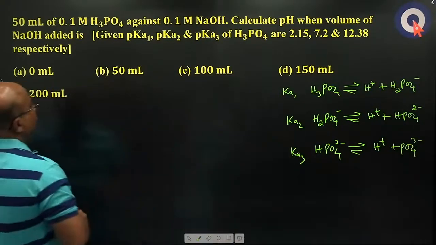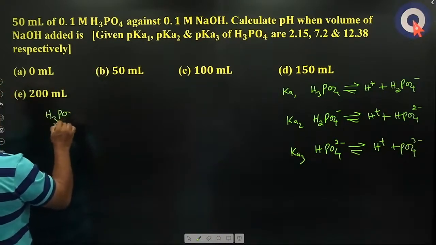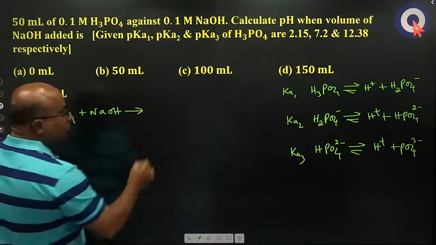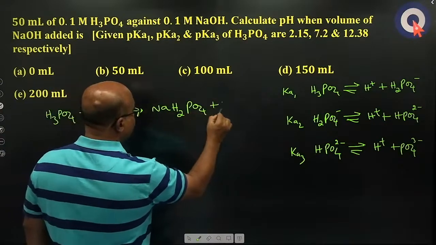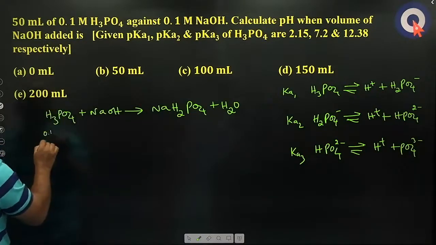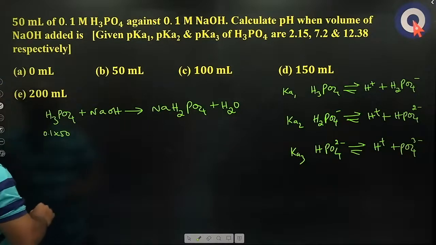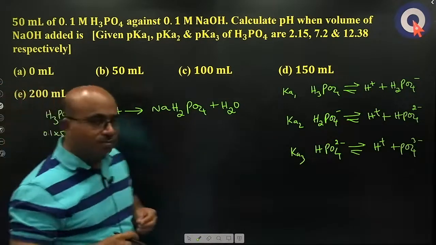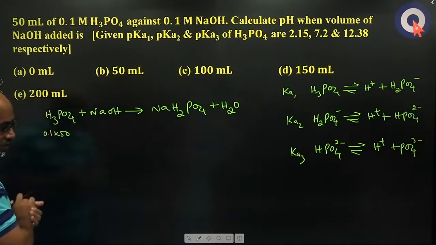So first, when we take the H3PO4 and try to add some NaOH, it tries to convert into NaH2PO4 first. So how many milliequivalents of this are taken? 0.1 into 50. When nothing is added, directly we can do it, because it is only H3PO4. So what the initial pH will be, that we will do. Let us see what happens at each situation.